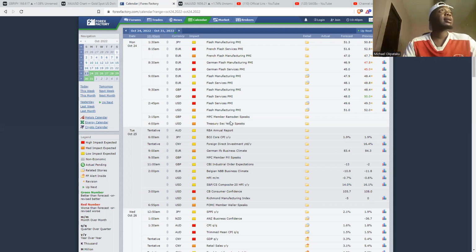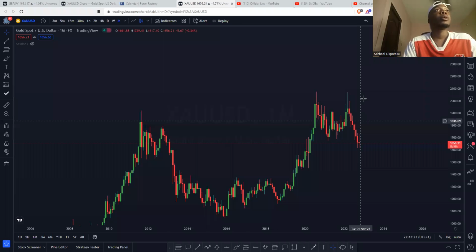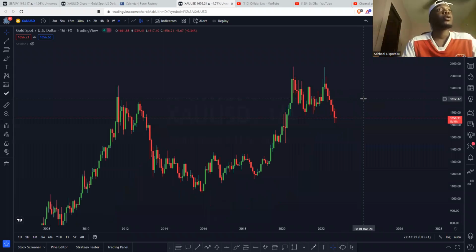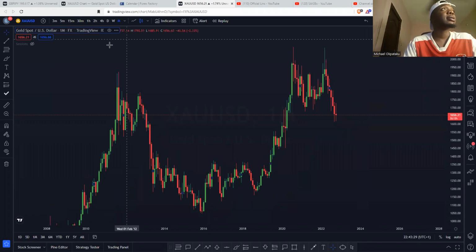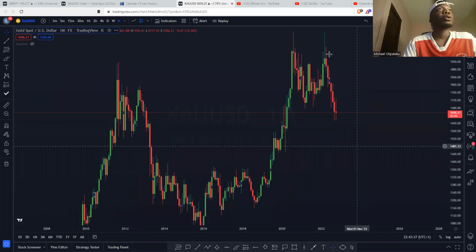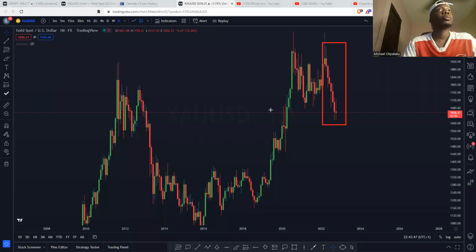So that's it. Now let's go back to our charts and see how we can catch a little of the move this week. This is the monthly time frame. M signifies the monthly time frame. You can see that price is trending downwards, on a bearish trend.